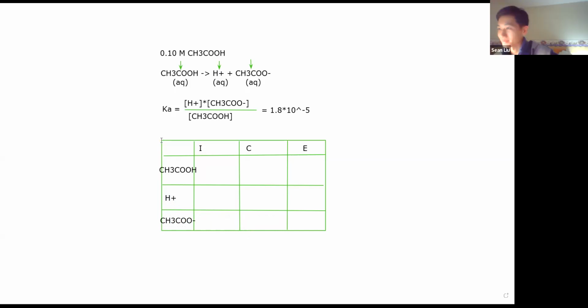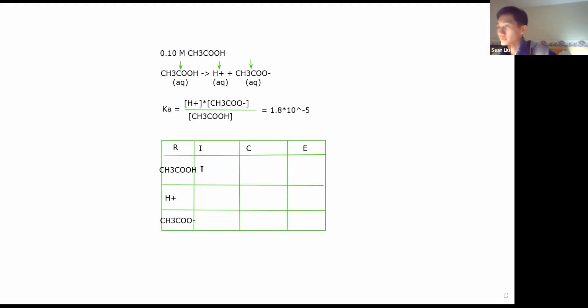Anyway, I'm filling out this table. We have the compounds right here. So I can technically put R here. R is supposed to stand for reaction, but I didn't really write out the reaction. I have it up here, so I don't really need to. But anyway, we have our compounds.